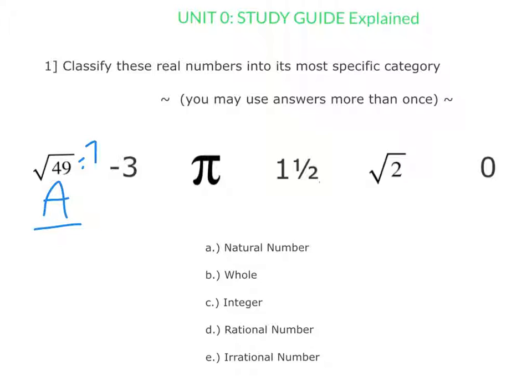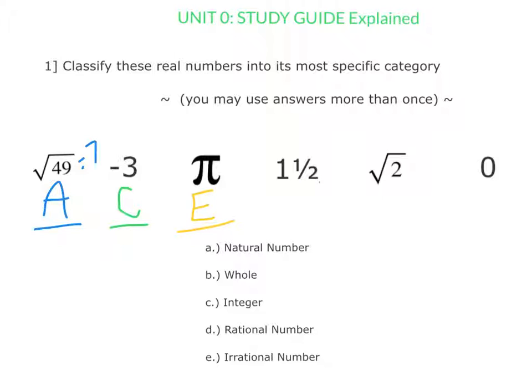The second number, -3, is a negative whole number. Positive and negative whole numbers are integers. So -3 is C, an integer. Pi. Pi is our most famous irrational number. So for pi, you should have said E, irrational. It's non-terminating and non-repeating.